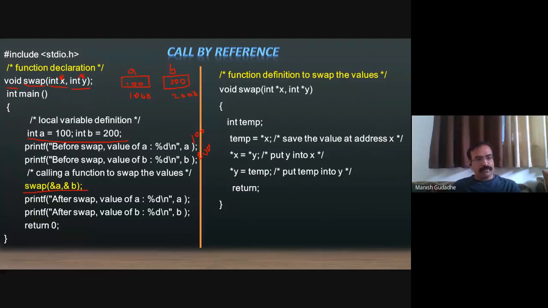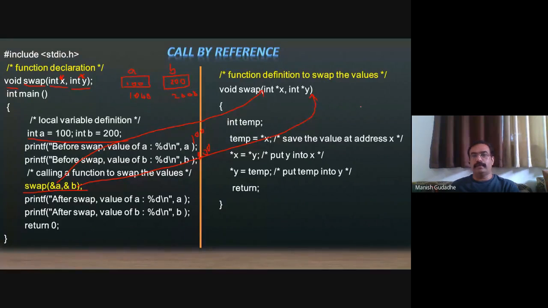So it is not a normal variable, it's an address. If it is an address, we need to have a pointer variable to collect it. If it was float, we will have a float formal argument. If it is character, we'll have a character formal argument. If we have an address, we have a pointer formal argument. So now what will happen? The address of A will be copied in X and the address of B will be copied in Y.